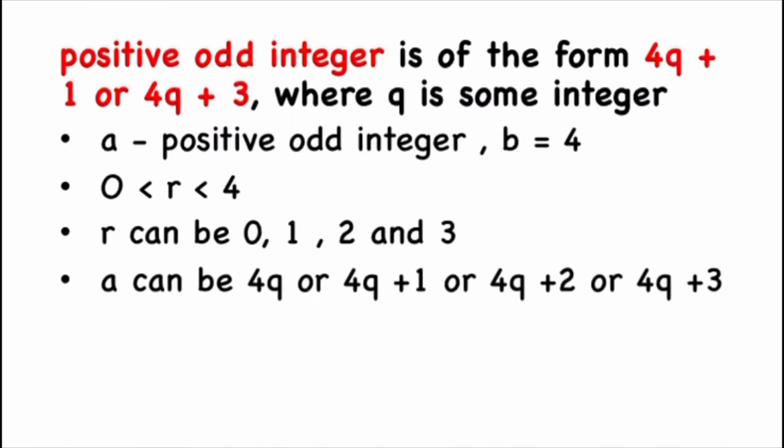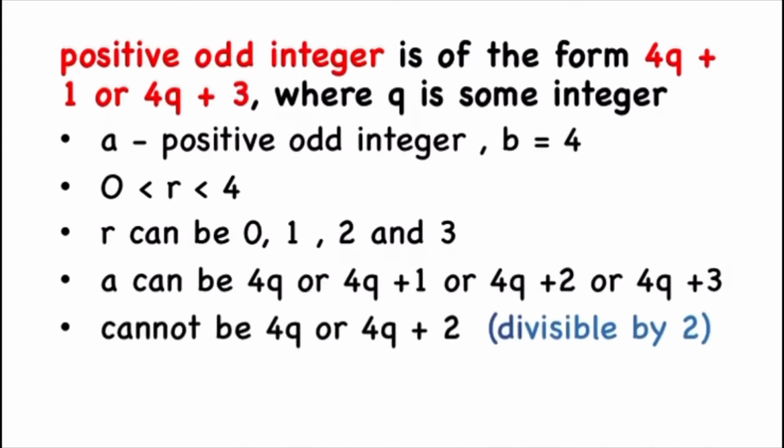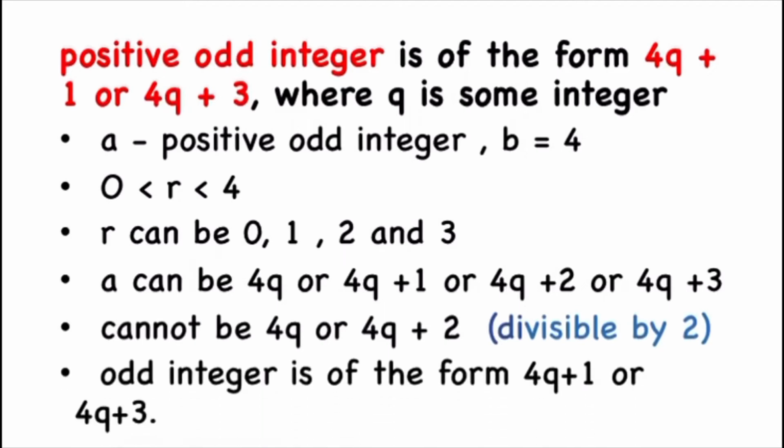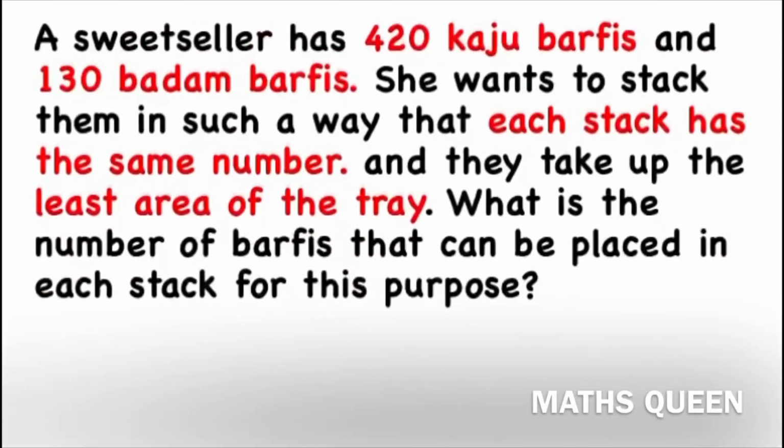Applying Euclid's division lemma, a can be 4q or 4q plus 1 or 4q plus 2 or 4q plus 3. Here 4q and 4q plus 2 are divisible by 2, indicating that a could be an even integer. But we already stated that a is a positive odd integer, so a cannot be 4q or 4q plus 2. So here a can be of the form 4q plus 1 or 4q plus 3 because it is not divisible by 2. Let's look at a story sum.